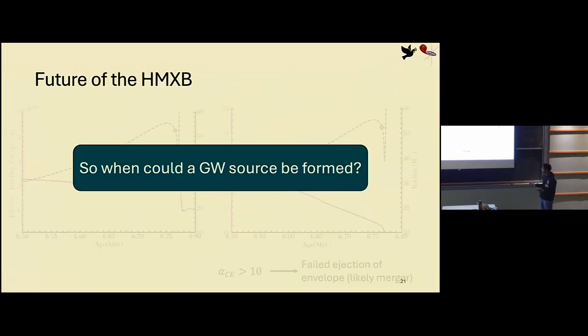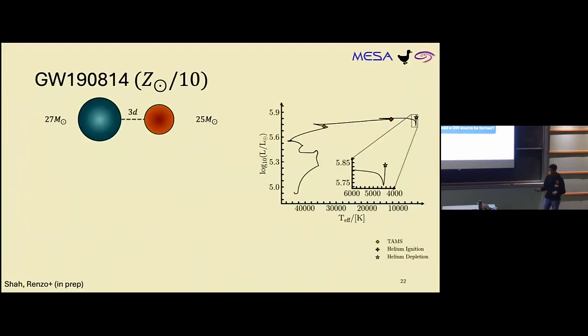So we showed that this system cannot form a potential gravitational wave source, because the binding energy of its envelope is going to be very high. So now we can repeat the same calculations at a lower metallicity, which is where we think that the massive stars that form gravitational wave events have been born.